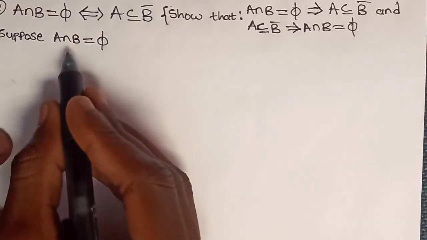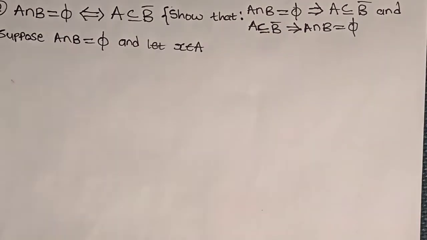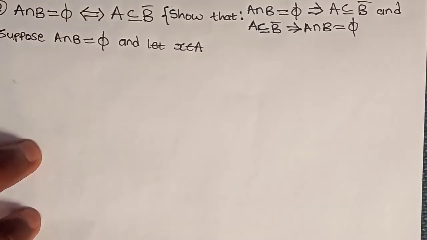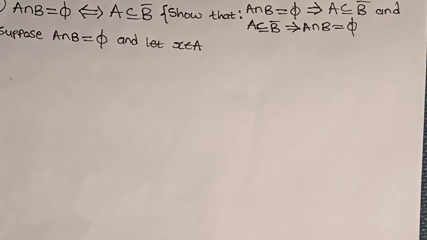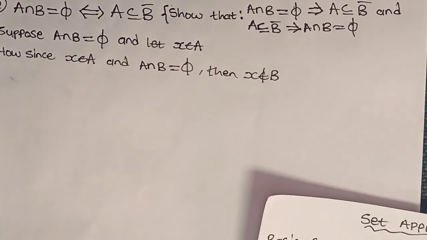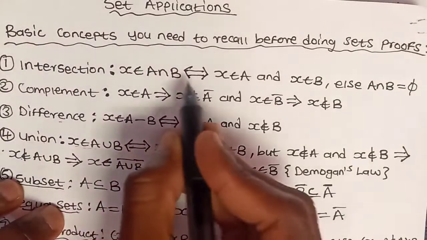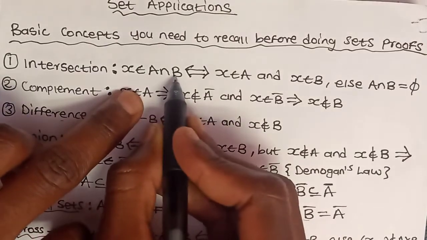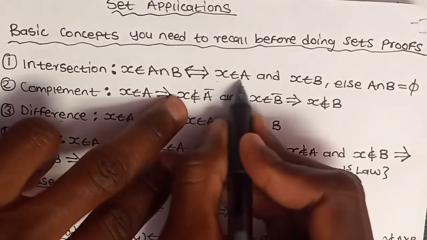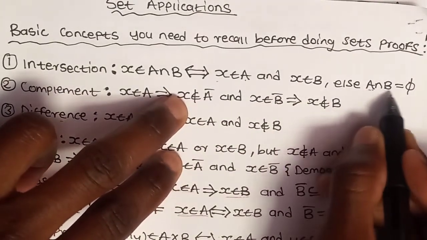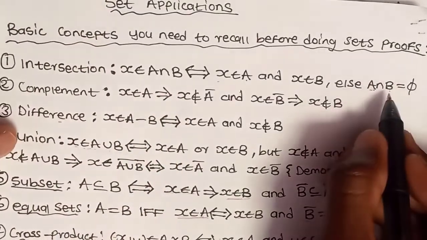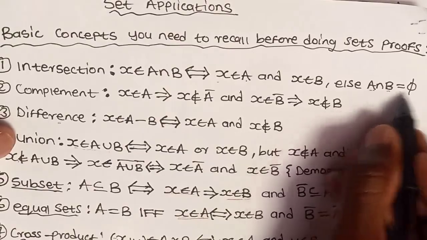Suppose A intersect B is empty, and let X be in A. So we'll have to show that X is in B complement in order to conclude that A is a subset of B complement. Now, since X is in A and A intersect B is empty, then X is not in B. Remember, X will only be in A intersect B if and only if X is in A and X is in B, else it's empty. That's why we said it's empty, because X is only in A but not in B.